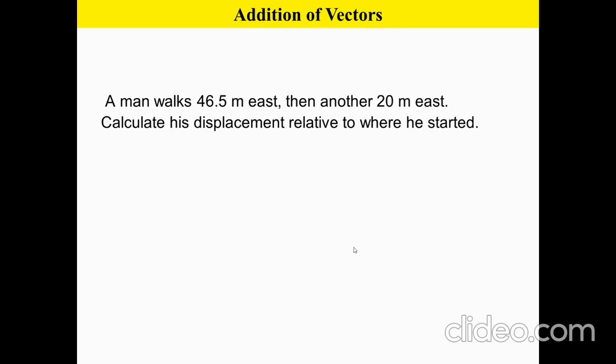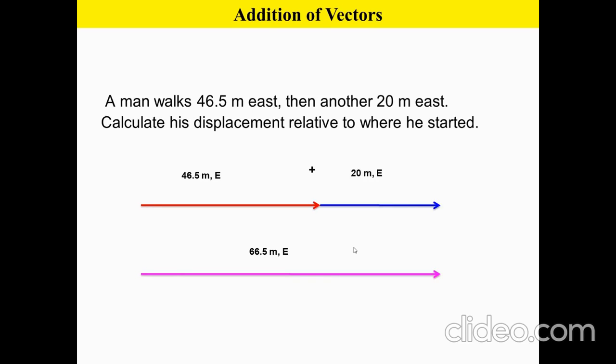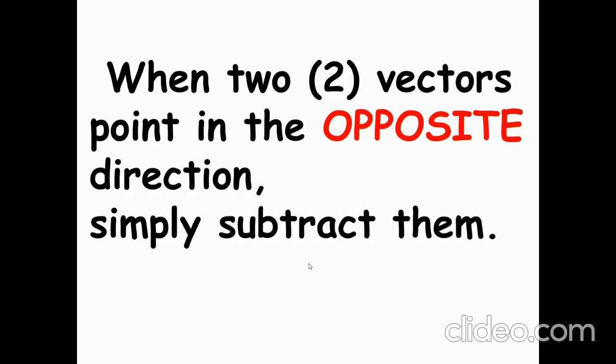So let's look at a simple example. We have a case in which a person is walking 46.5 meters east, and then he walks another 20 meters east. If you want to find the total displacement relative to where he started, we have a situation that can be represented by this vector addition. The final answer that we get is 66.5 meters. That is the displacement, and the direction will still remain east. So this is one way to add vectors.